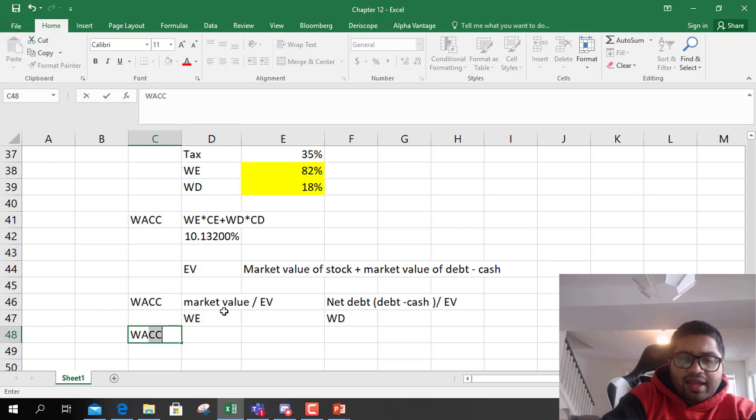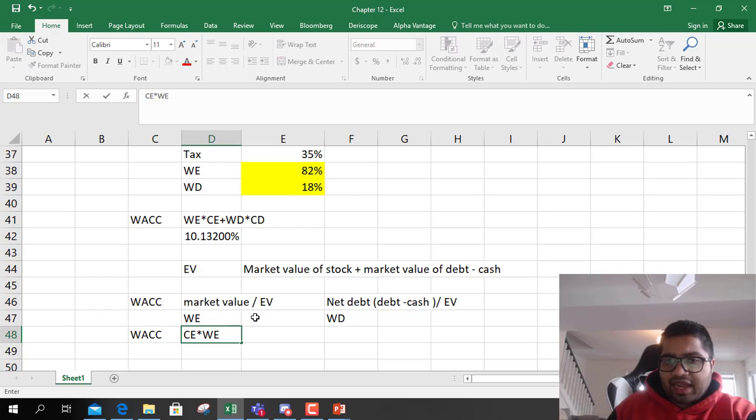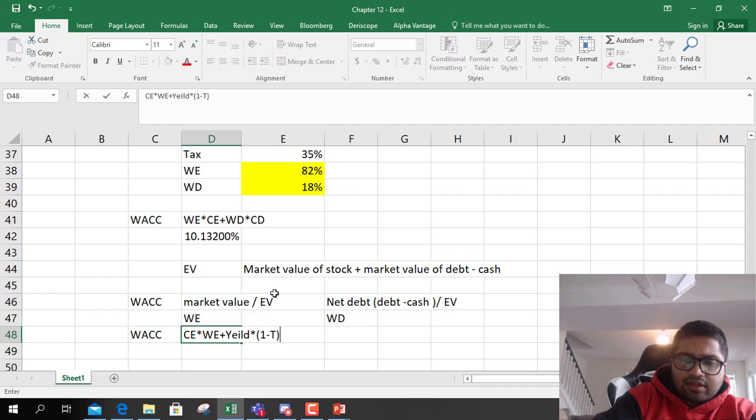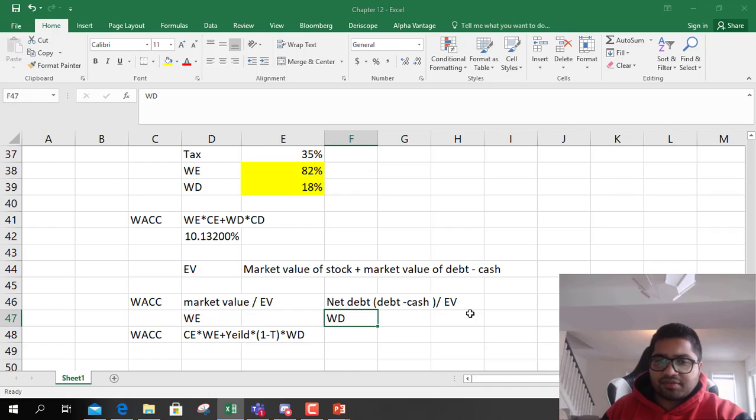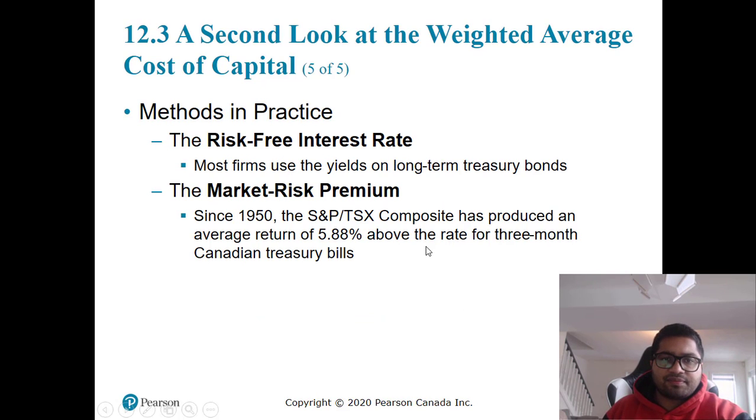Okay, and we find out WACC using cost of equity times the weight of equity that we calculated here, plus yield times 1 minus tax, you always have to do that, times WD that we found out here. So this is how you do it in real life, not by using these functions, because cash, whatever you have, you can always use it to pay off debt. So you don't have to consider cash. Okay, so that's why we consider net debt.